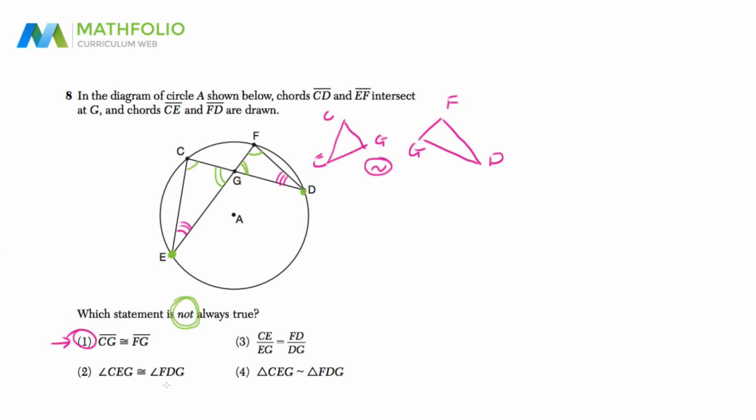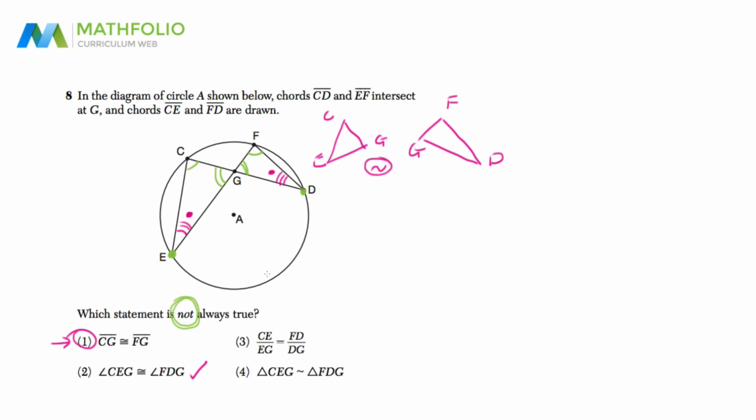Now we can check a few of the others. Number 2 says CEG, C to E to G, which is this angle right here with the dot, is congruent to FDG, F to D to G, and that's this one here. Well, we've already put the 3 arcs, and so we know this to always be true.